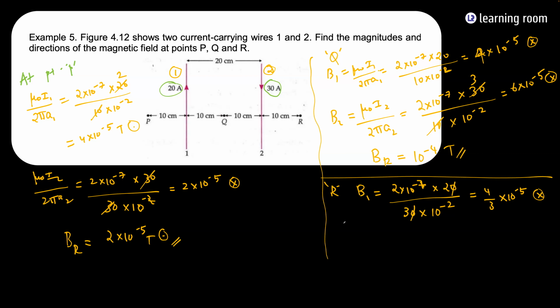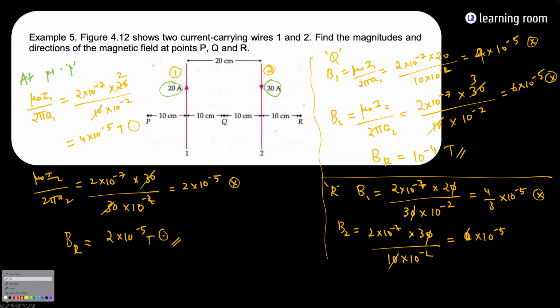What about B2? B2 will be 2 into 10 power minus 7 into 30, the whole divided by 10 into 10 power minus 2. So the answer will be 6 into 10 power minus 5, and it will be out of the plane.